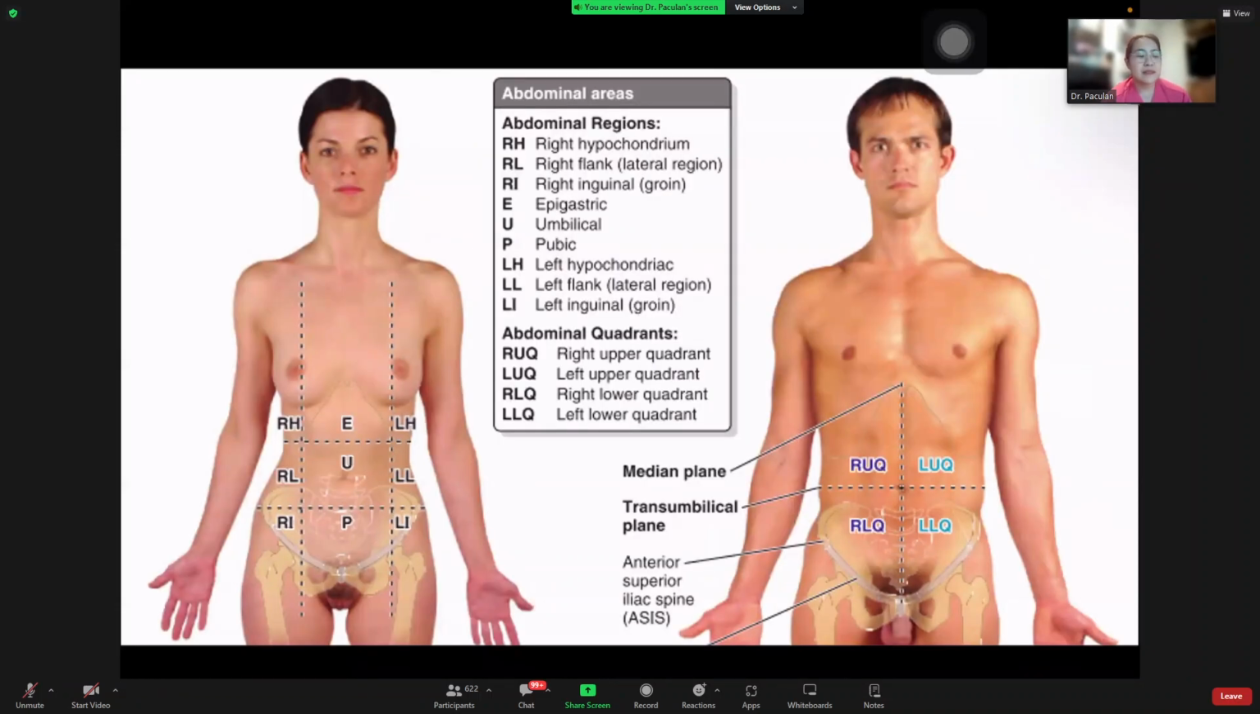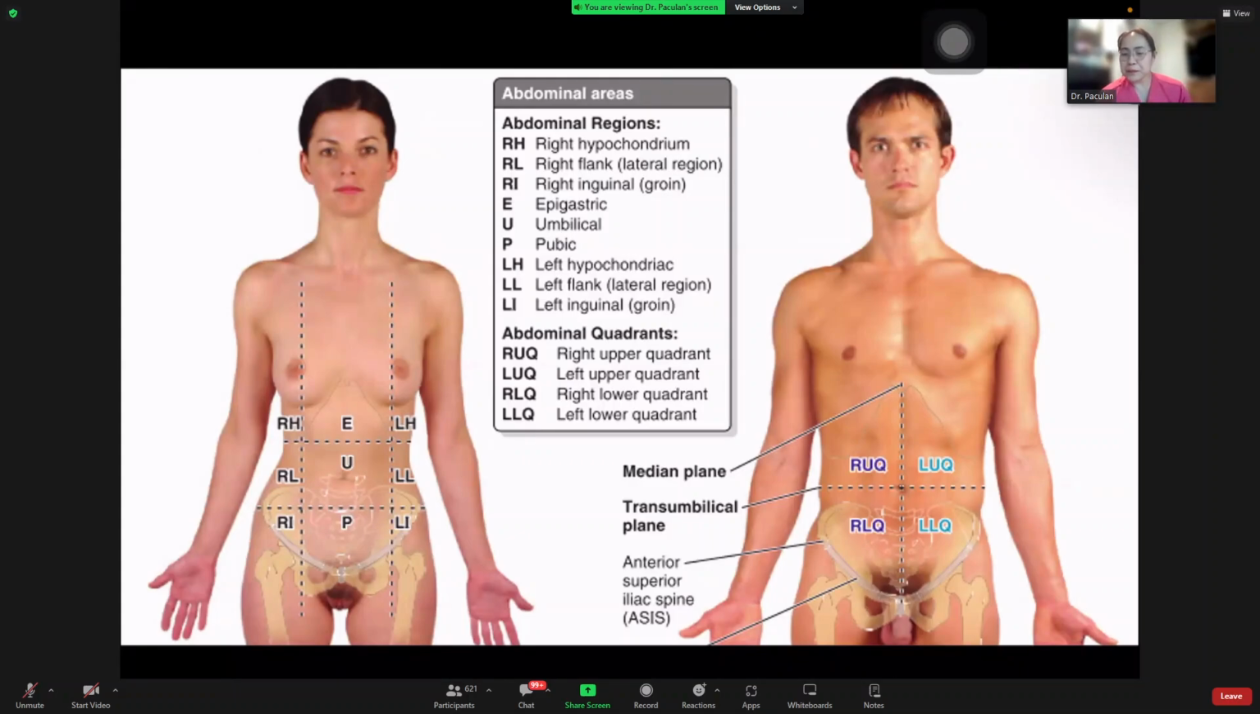Okay. Now this is an image lifted from Moore 7th edition, showing your abdominal regions and abdominal quadrants. What's important here? This is very important because when you see a patient at the emergency department, you don't immediately say, "Oh, let's bring him or her to the operating room and let's see which organs are punctured or perforated." No, we don't do that.